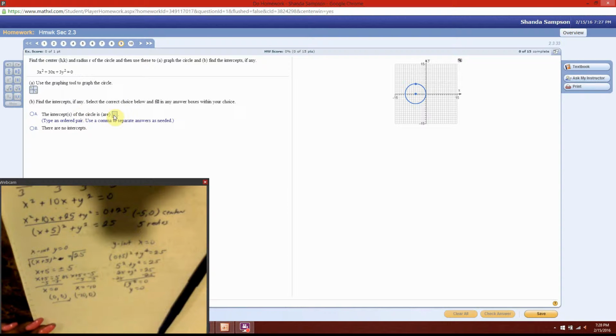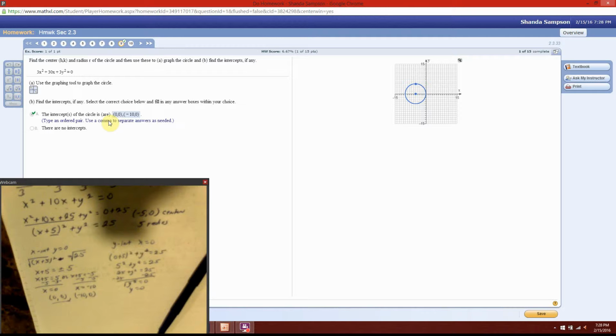So I'm going to go in here and put that in here. I'm going to have 0, 0 as one of my intercepts. And then I'm going to have negative 10, 0 as my other intercept. And that problem is completed.